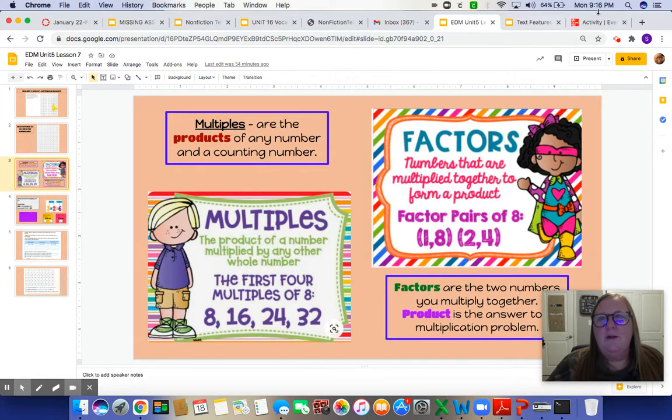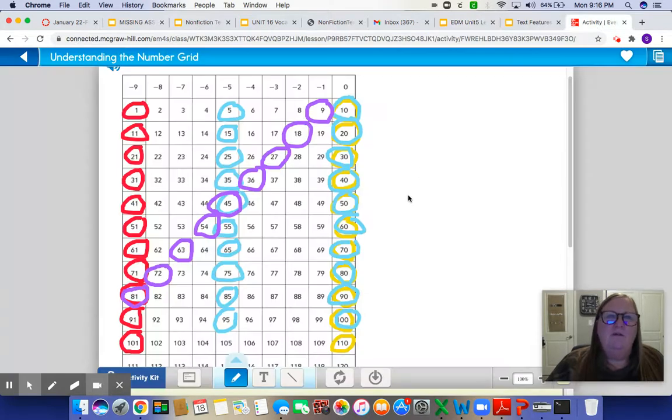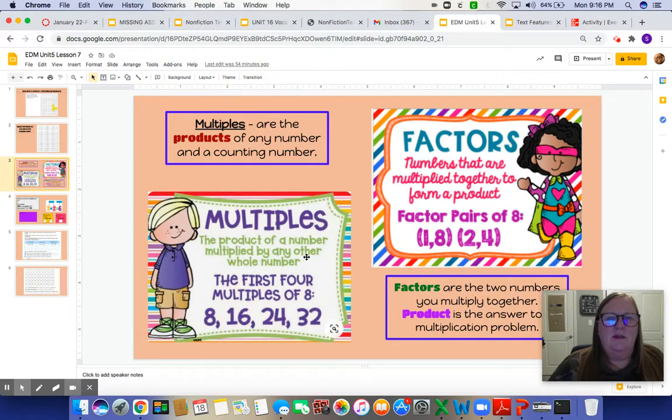So if I go back to that other grid that we were looking at, these are all multiples of 9. 9 times 1, 9 times 2, 9 times 3, 9 times 4. So 9, 18, 27, 36, 45, 54, 63, 72, 81. Those are multiples of 9.